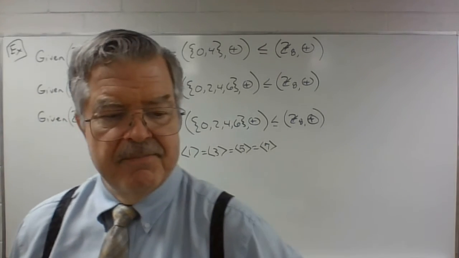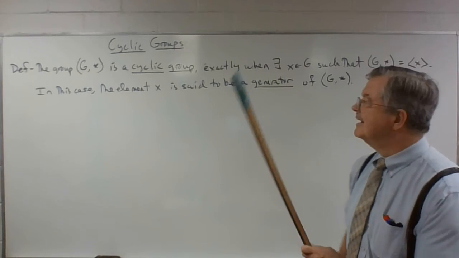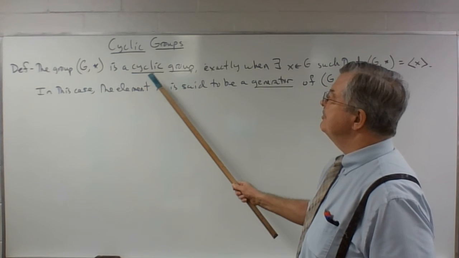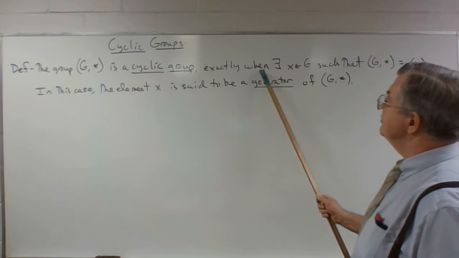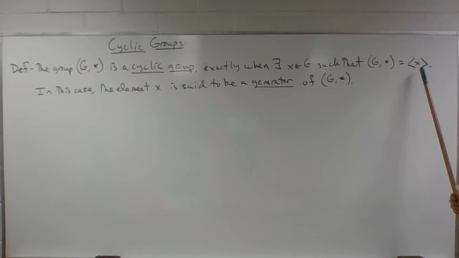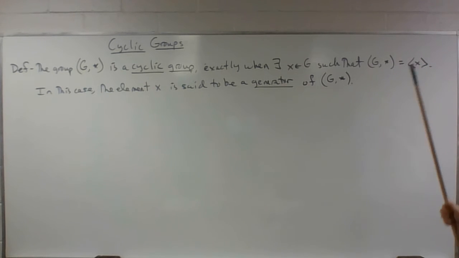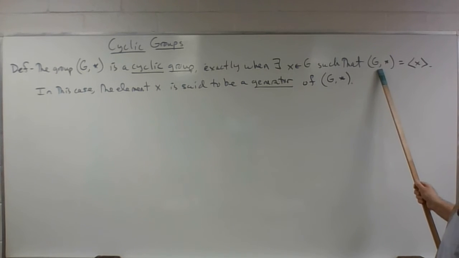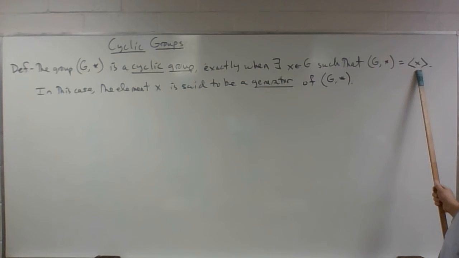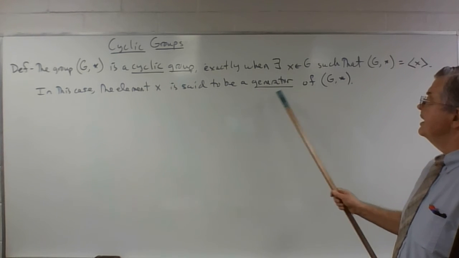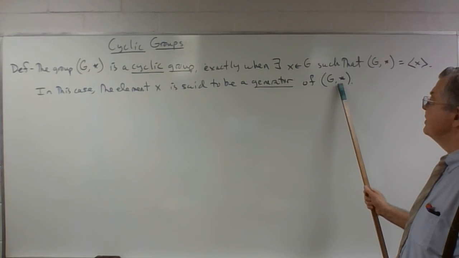More examples. More stuff. The group G is a cyclic group exactly when there exists an element X in G such that G, the group, is generated by this single element X. So a group is cyclic if the entire group can be generated from a single element in the group. And if this is the case, then the element X that generates the group is said to be the generator of G.